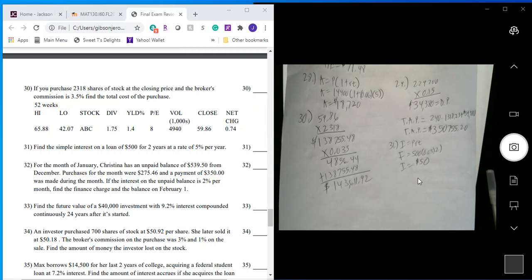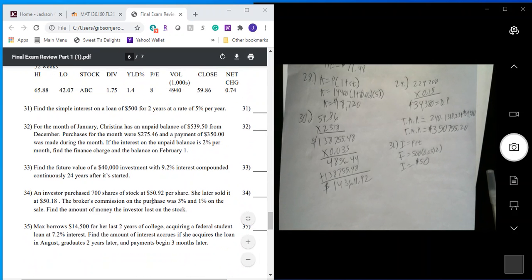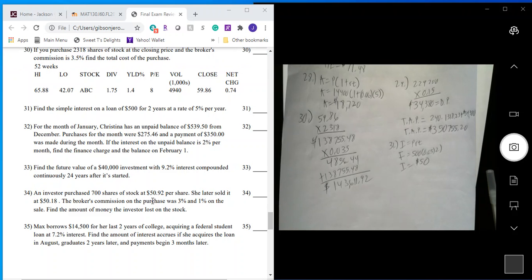Okay, 32. It says for the month of January, Christina has an unpaid balance of $539.50 from December. Purchases for the month were $275.46 and a payment of $350 was made during the month. If the interest on the unpaid balance is 2% per month, find the finance charge and the balance on February 1st. Okay. All right, so this is what we would need to do for problem 32.